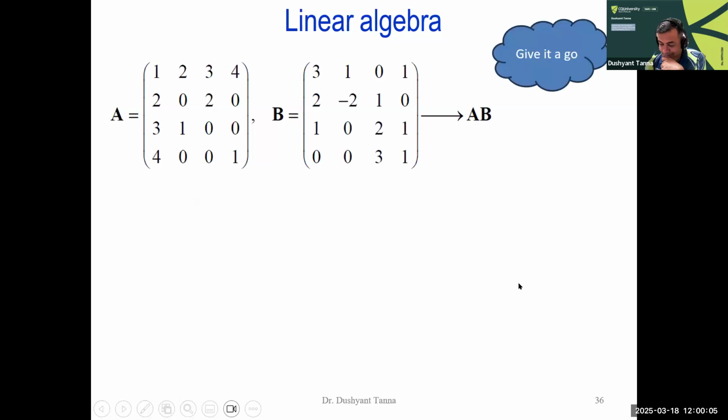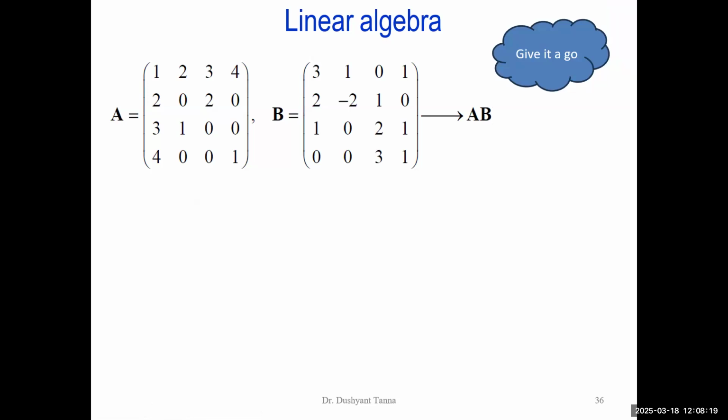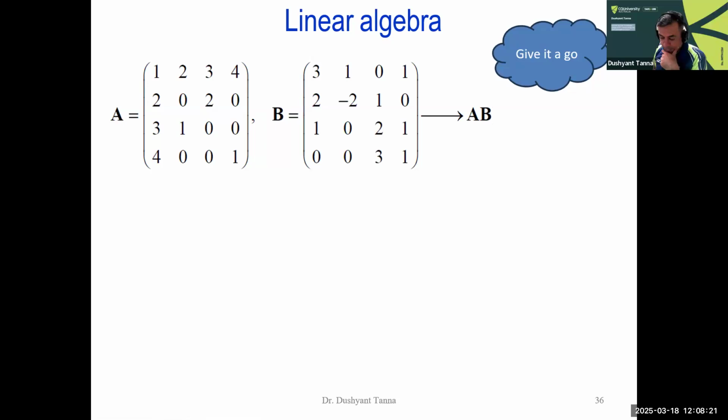I want you to practice this. It's a 4 by 4. So there'll be 16 elements. Let's give it a go. Okay, so AB. Both of them are 4 by 4.